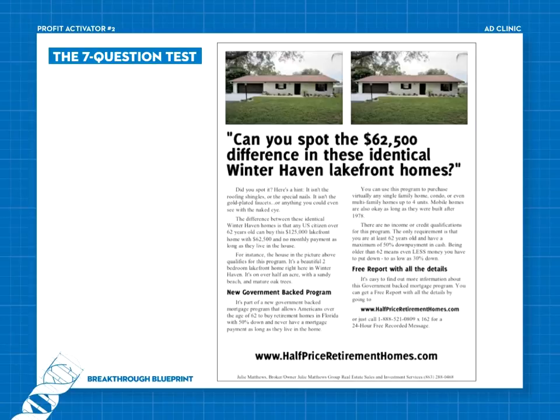So let's put this ad right here to the 7-question test. And this is what I would recommend every time you sit down to look at your ads. Have we selected a single target market? Yes, our target market is U.S. citizens over 62 years old looking for homes in Winter Haven, Florida. That's our target audience. Do we have a compelling offer? The opportunity to buy half-price retirement homes and getting more information easily on how to do that, that's a pretty compelling offer for our target audience.